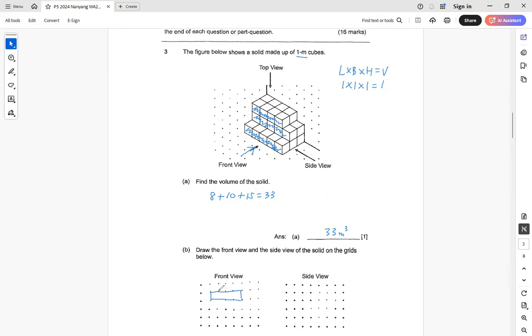Okay, between 1 dot to 1 dot is 1 unit. So this one is 4, so it's 1. And this is the second one. And this is the third one, is the fourth one. So I'm drawing the first layer.